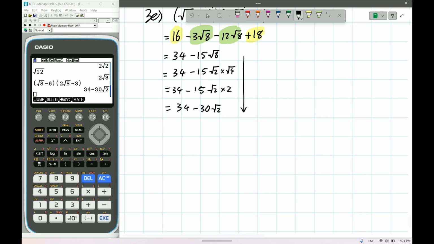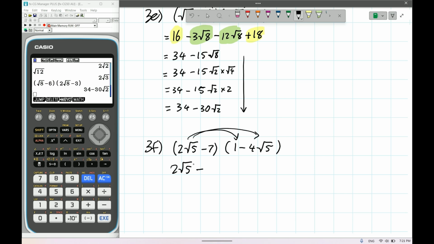And let's finish off with question 3f, which is 2 root 5 minus 7 and 1 take 4 root 5. So cool. So anything times 1 is just whatever it was before. Well, this will be a negative. 2 and the 4 will make an 8. The square root 5s will times together to just make 5. Minus 7 times 1 is just minus 7. And minus 7 times that would be positive 28 root 5.